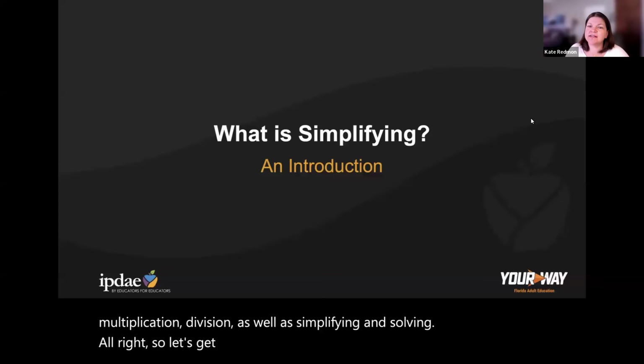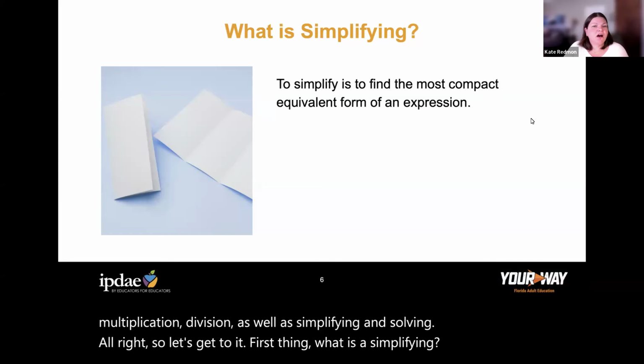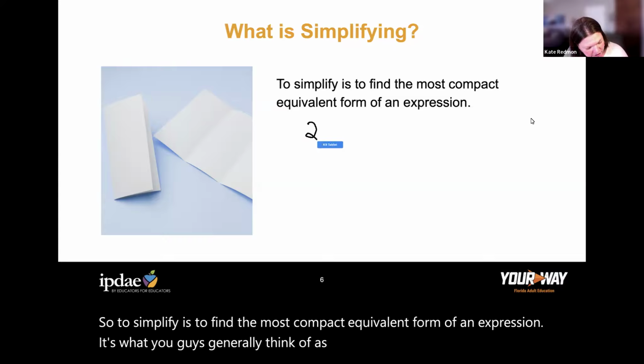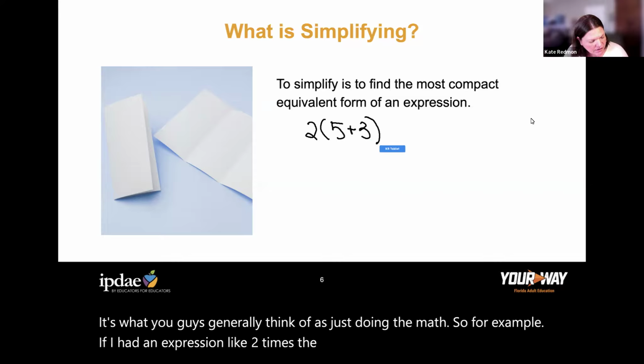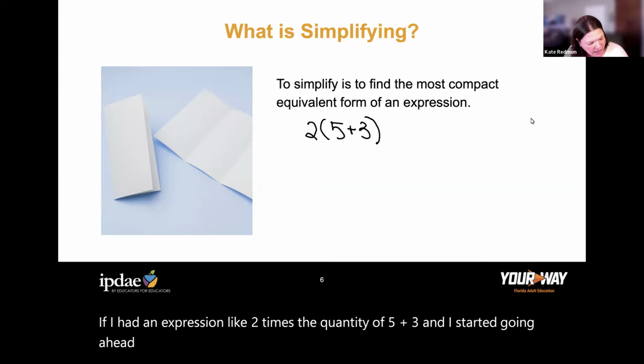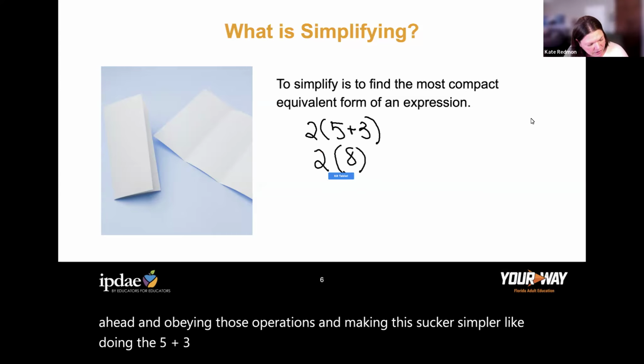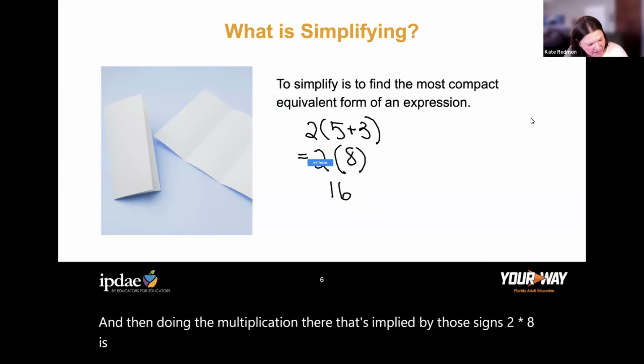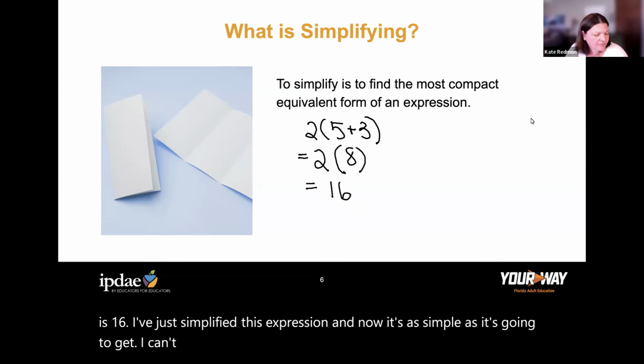First thing, what is simplifying? To simplify is to find the most compact equivalent form of an expression. It's what you generally think of as just doing the math. For example, if I had an expression like 2 times the quantity of 5 plus 3, and I started obeying those operations and making this simpler, like doing the 5 plus 3 is 8, and then doing the multiplication that's implied by those signs, 2 times 8 is 16. I've just simplified this expression, and now it's as simple as it's going to get. I can't get any simpler than a single number. All right.